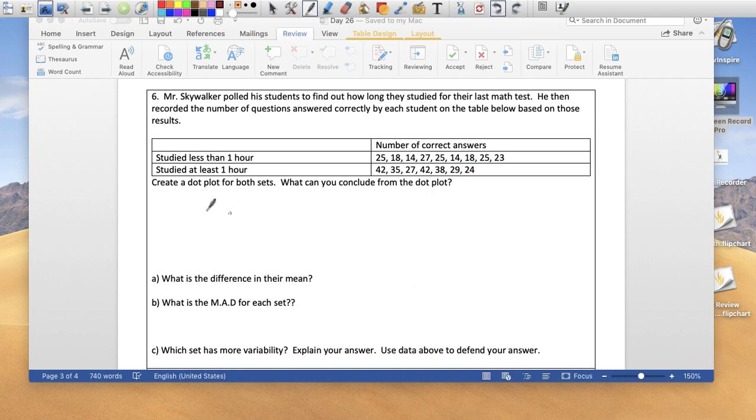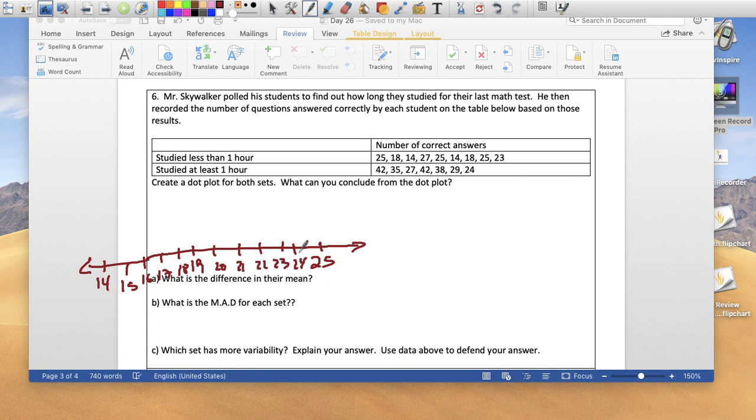So they're asking us to do a dot plot for both. I'm going to do a dot plot for both. The smallest one here is 14 and the highest one is 25. So 14, 15, 16, 17, 18, 19, 20, 21, 22, 23, 24, 25. It's not the best dot plot in the world.